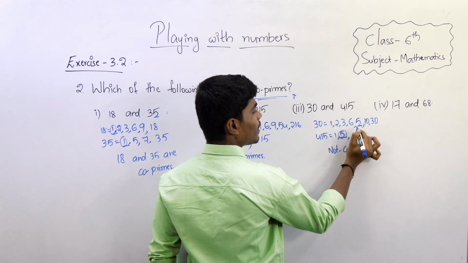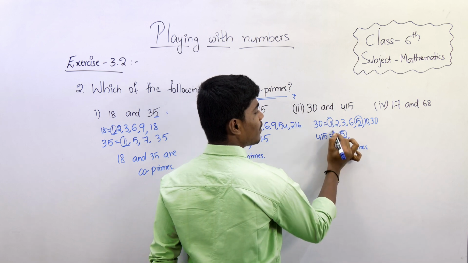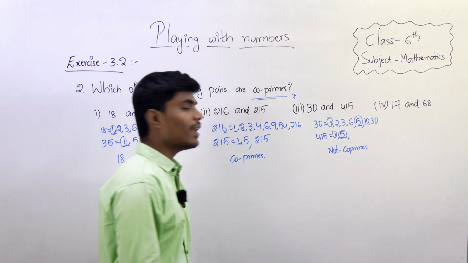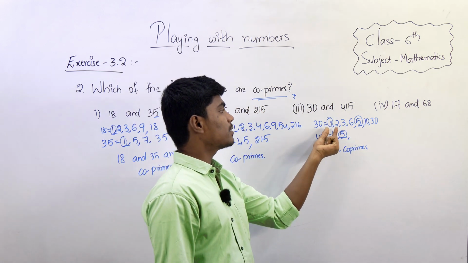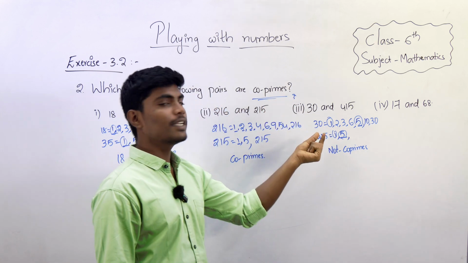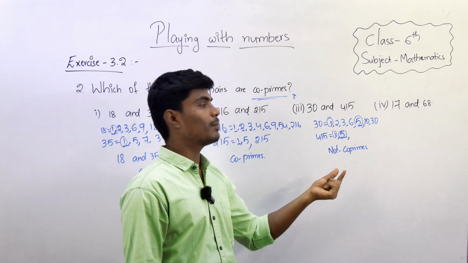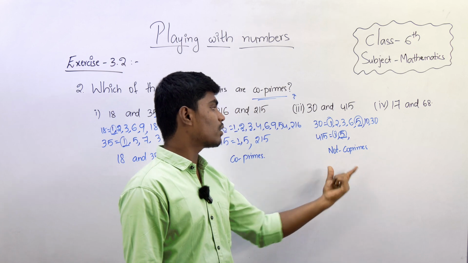Here we have 5, here we have 5. Here we have 1, here we have 1. There are more than one common factor. But for co-primes, it should be only 1 as the common factor. But here we have 5. So these are not co-primes.